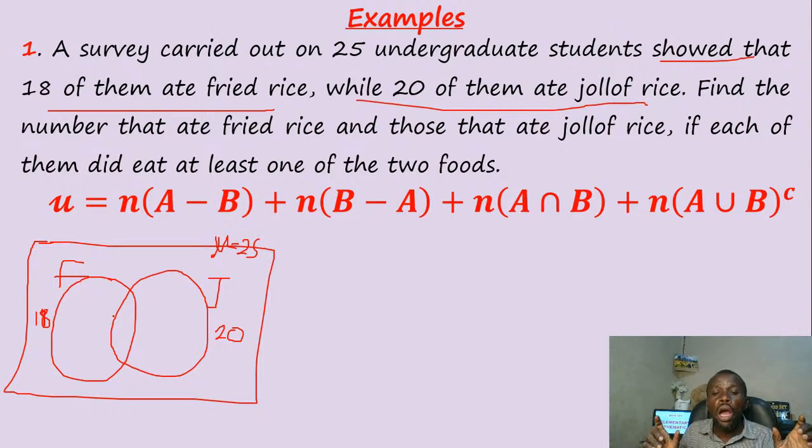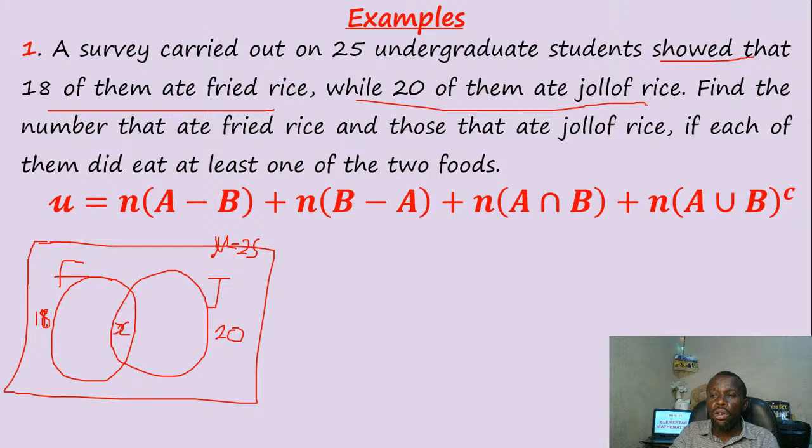So we don't know how many of them actually ate both fried rice and jollof rice. We don't know. So let's call that letter X. This center here are those that ate jollof rice and fried rice at the same time. So let's call it X.